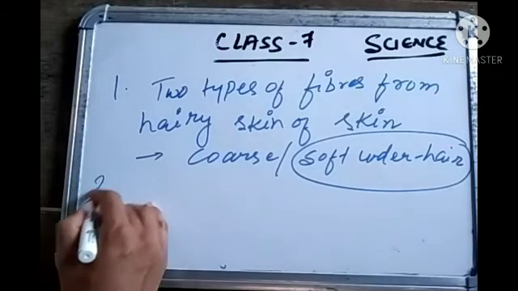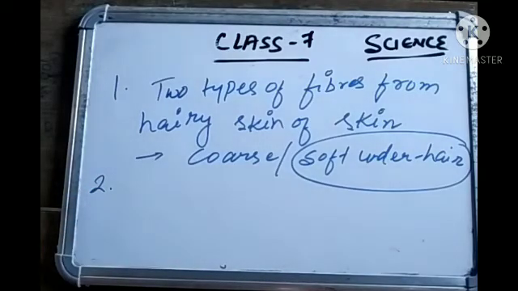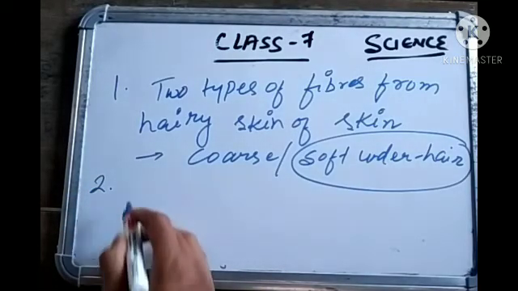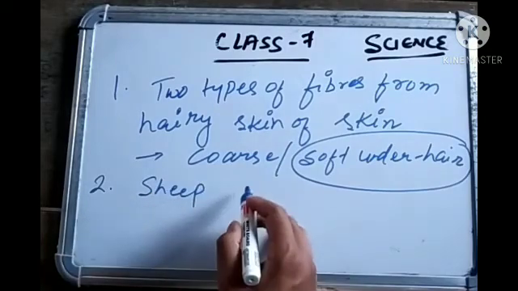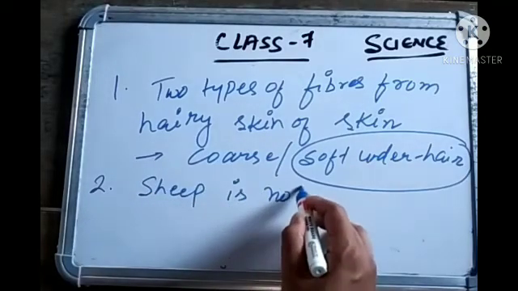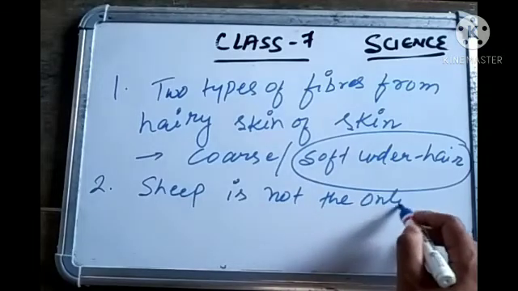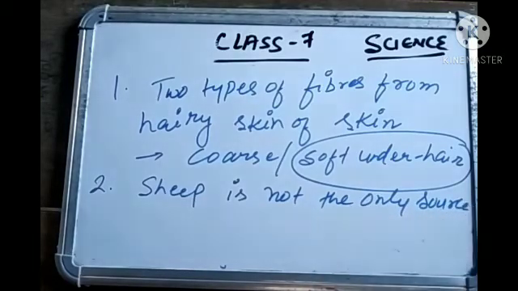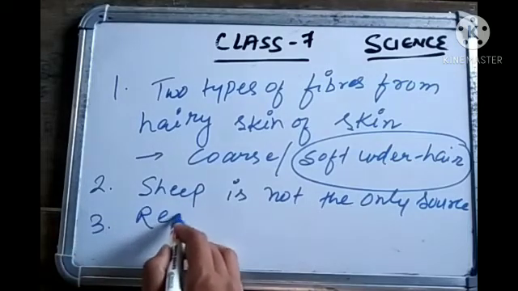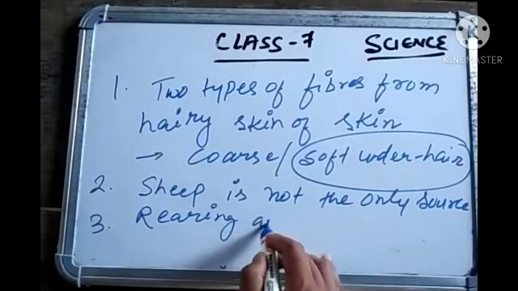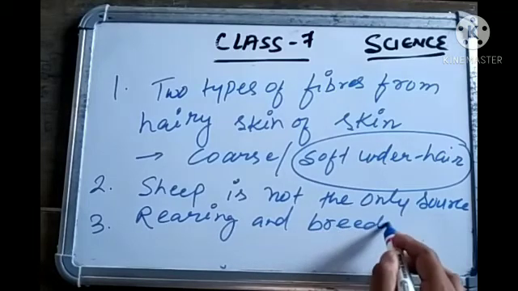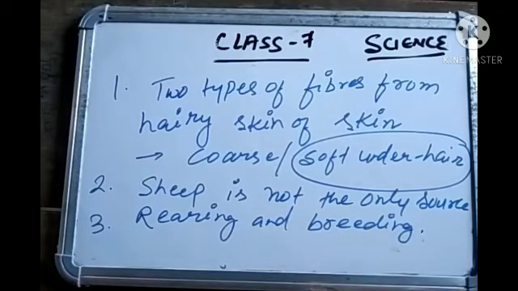The second point that we have discussed in today's lecture is that sheep is not the only source of wool. Goat is also there. Camel is also given in your textbook. Angora goat is also given. And the third point is rearing and breeding. In order to obtain wool, rearing and breeding is important.